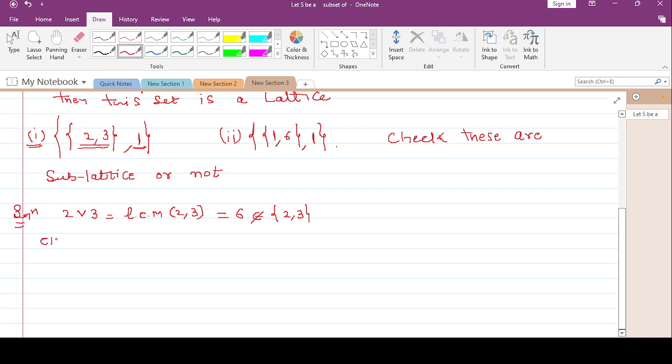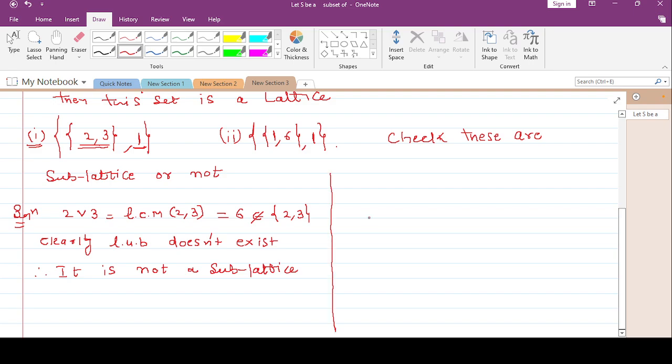Clearly LUB does not exist. So therefore it is not a sub-lattice. Now next we want to check it for this set.